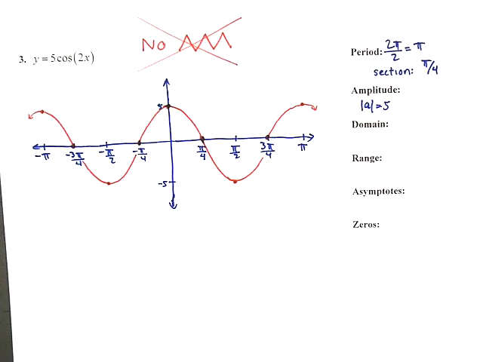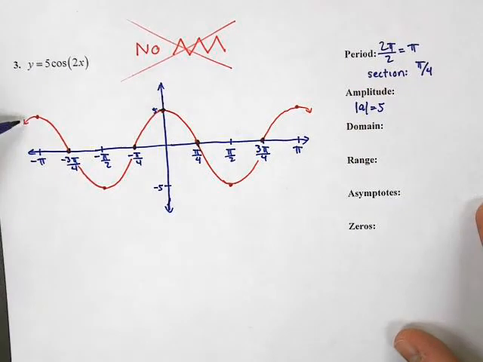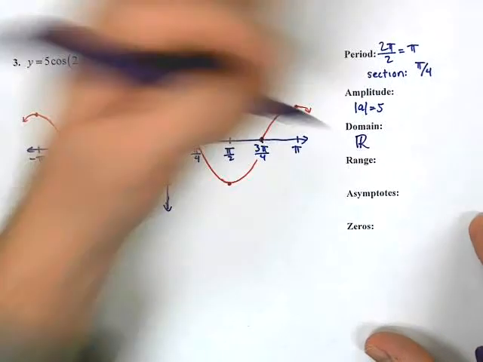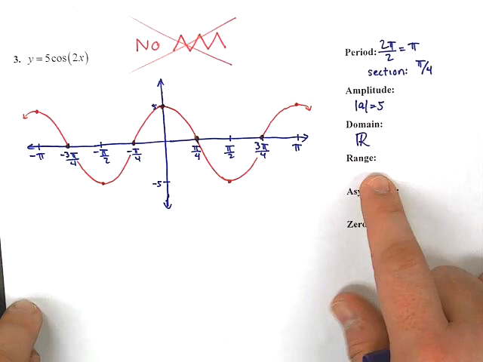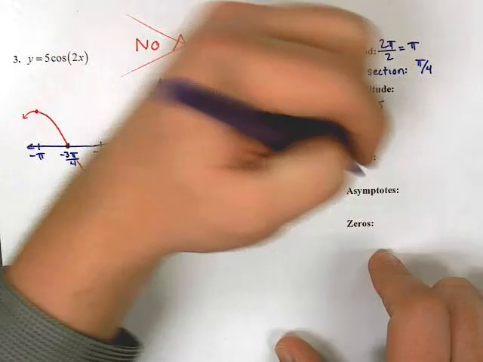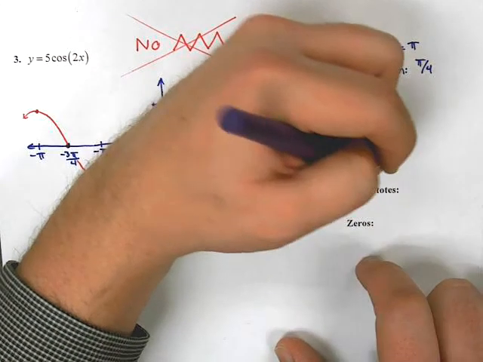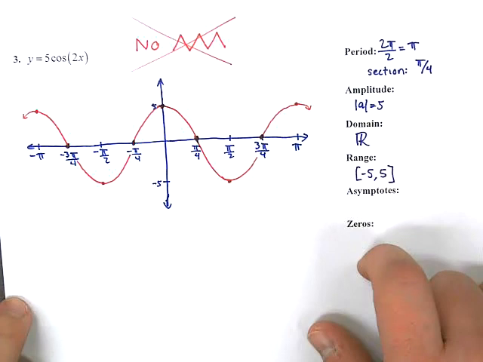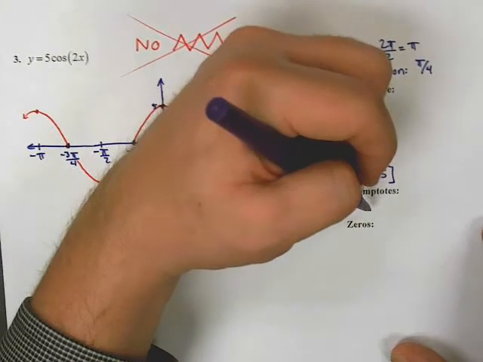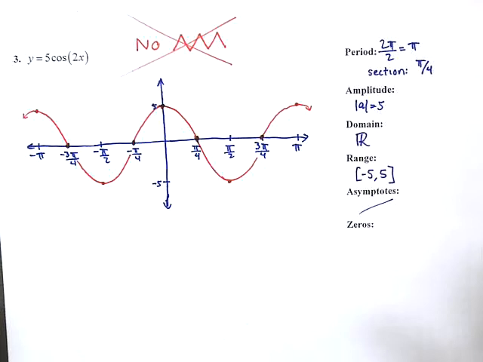All right, this one was nice and easy, right? We're ready for domain here. If we take a look at domain, there's never any gaps in our graph, okay? So we have all real numbers for domain. And then we're back to the range being just very much between our min and max, okay? So this is nice and easy, -5 to 5. Again, there are no asymptotes. There should never be asymptotes for sine, cosine.